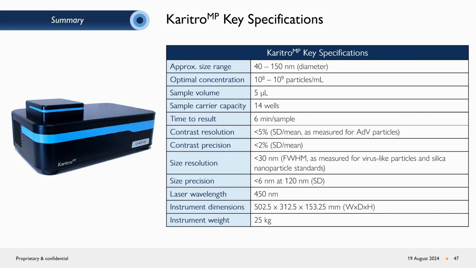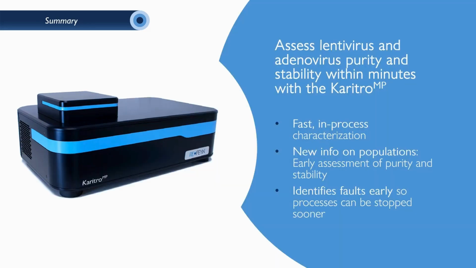So in summary, the KaritroMP can assess lentivirus and adenovirus purity and stability within minutes. It allows for fast in-process characterization, achieving new information on populations that help assessing purity and stability early. And it can also assess faults during the process quite early in order to take fast decisions on the next step.